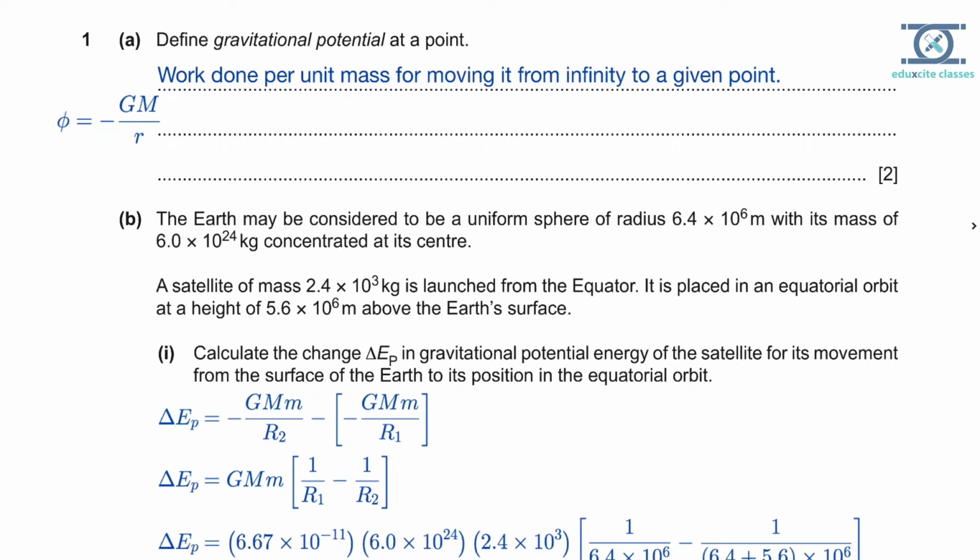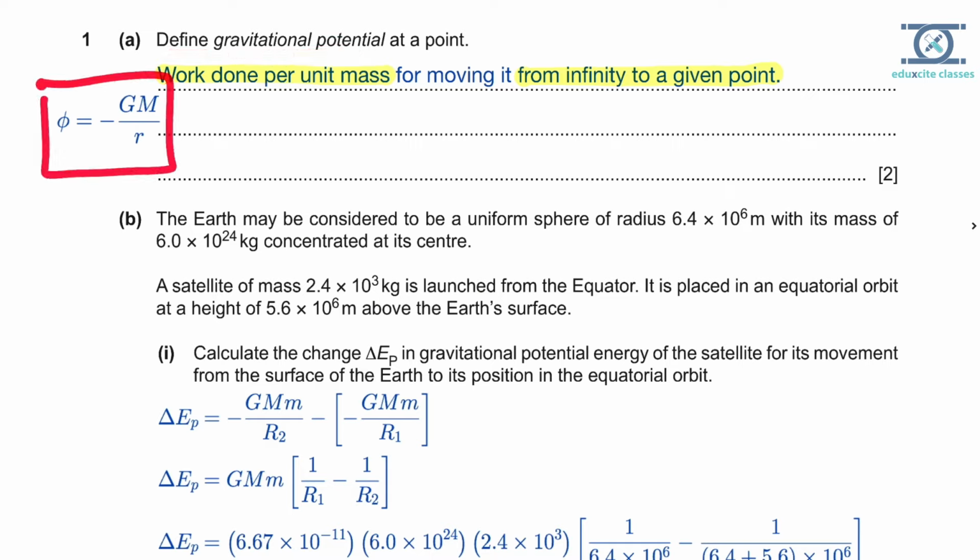Define gravitational potential at a given point. So we know that work done per unit mass for moving it from infinity to a given point is known as gravitational potential. The key words here are work done per unit mass and from infinity to the specific given point. That is the answer for the definition of gravitational potential.